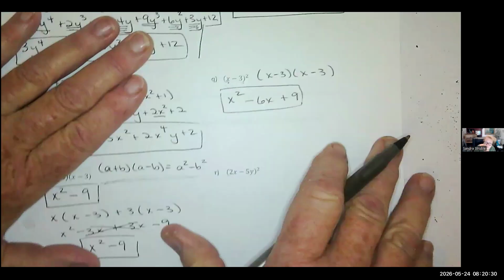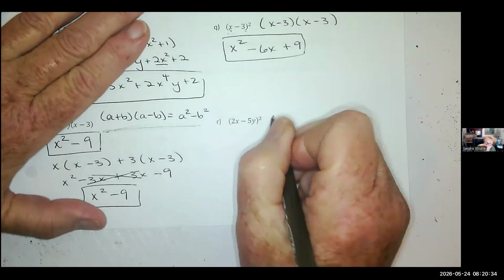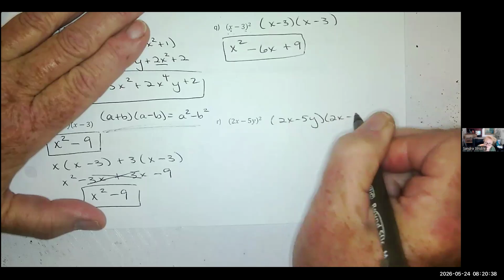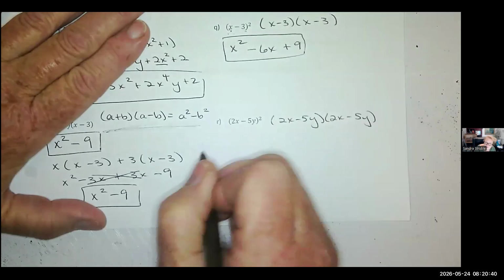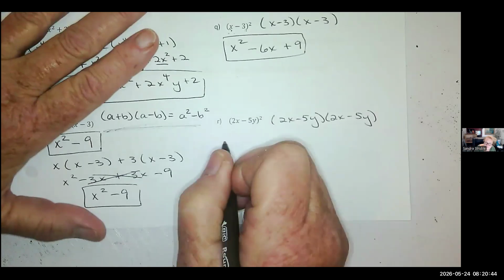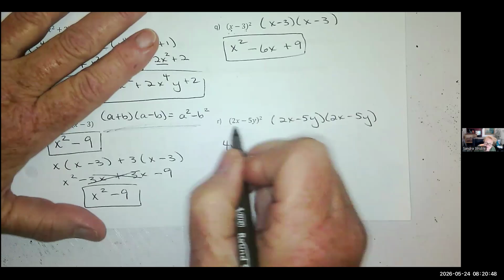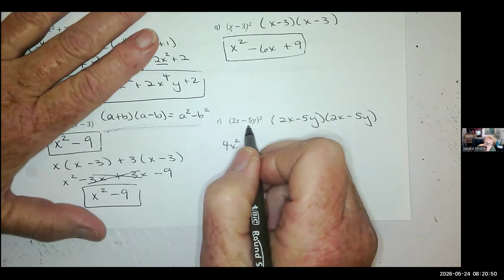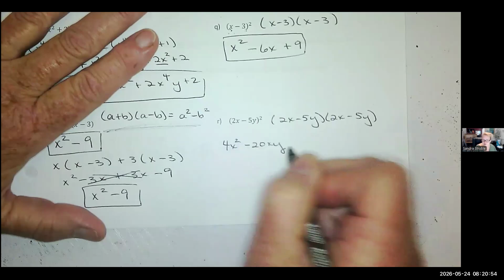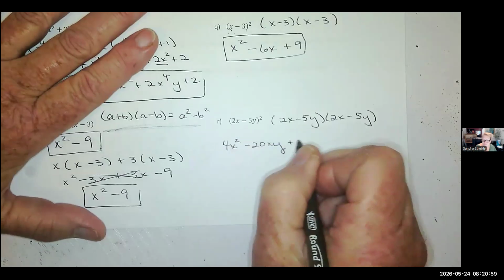And then the last one, again, you can write it as 2x minus 5y times 2x minus 5y. Use whatever method you choose. I'm going to go through and do 2x squared, which is 4x squared. Multiply them together is negative 10xy. Doubling it is negative 20xy. And then squaring the last, negative 5 squared is positive 25y squared.